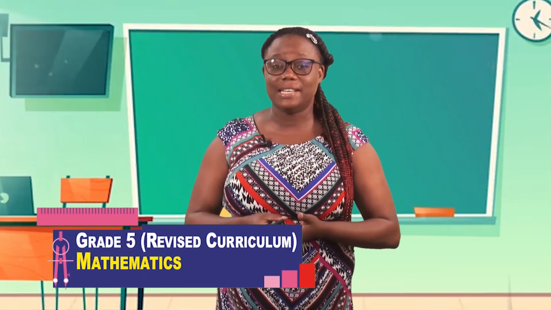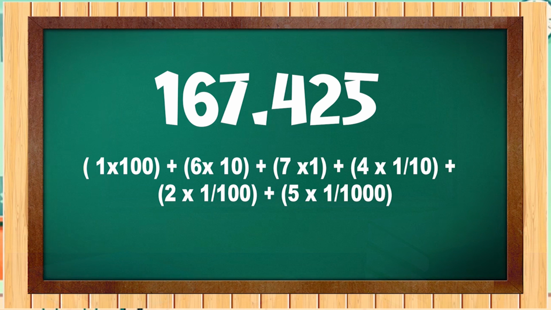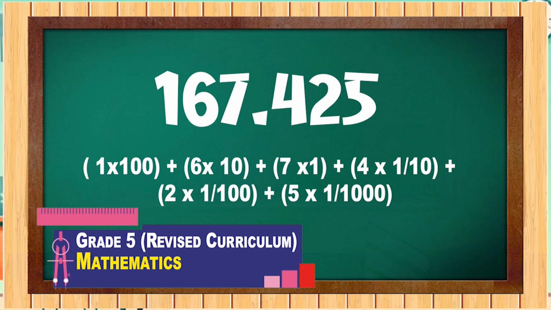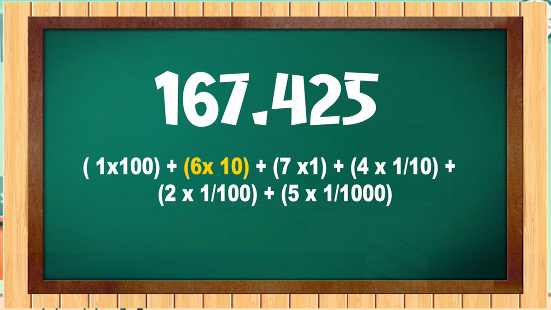So let's begin expanding. 1, the face value of the 1 is 1. And it is in the hundreds place. So we will multiply 1 by 100 plus 6. Face value, 6. Place value, tens. So we multiply by 10. 7. Face value, 7. Place value, ones. So we multiply by 1.